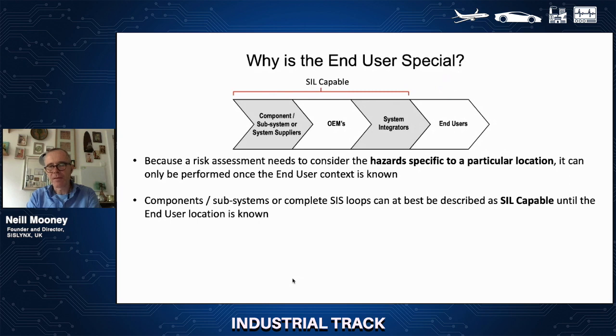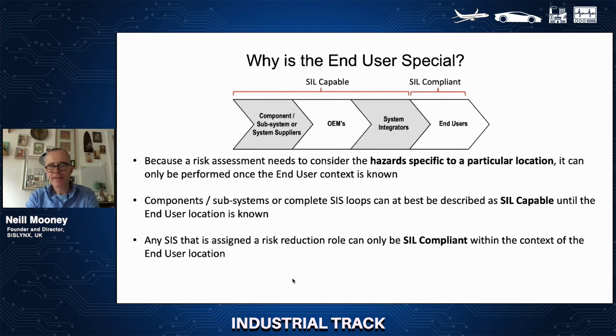So if you followed all of the technical and management requirements of your relevant functional safety standard, at these points in the supply chain, you have an SIS or a component which is able to be part of a compliant system at the end user location, but is not yet compliant. So that's why we describe these as still capable until the end user location is known.